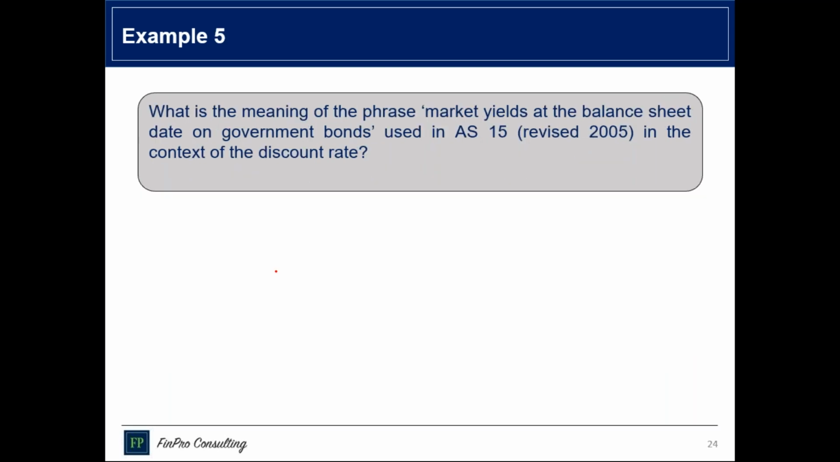The last one we have already discussed. What is the meaning of the phrase market yields at the balance sheet date on government bonds in the context of the discounting rate? Just to reiterate, we discussed that the underlying currency as well as the average service life of particular employees needs to be considered while selecting the proper government bond for calculating the market yield and discount rate.